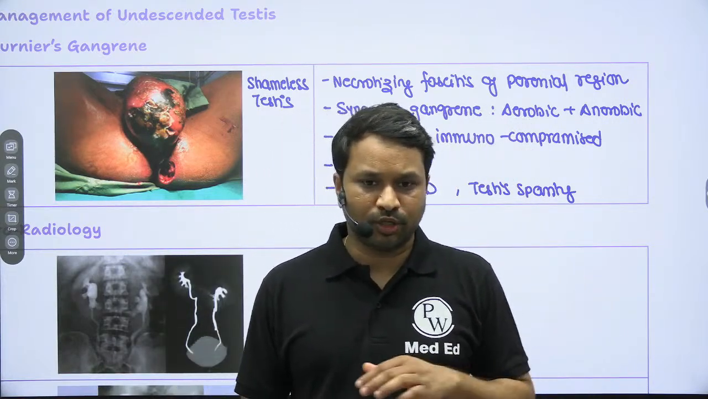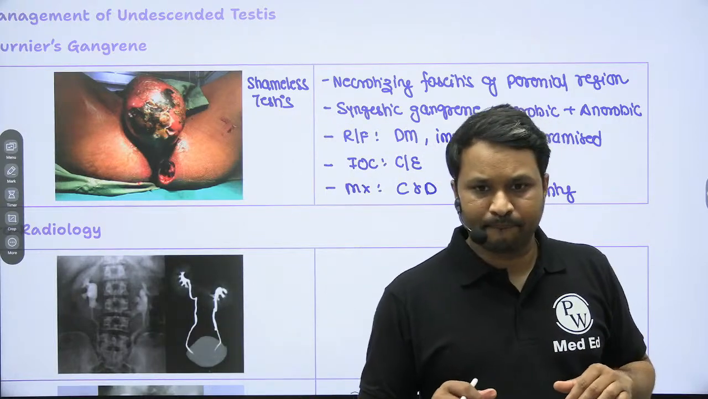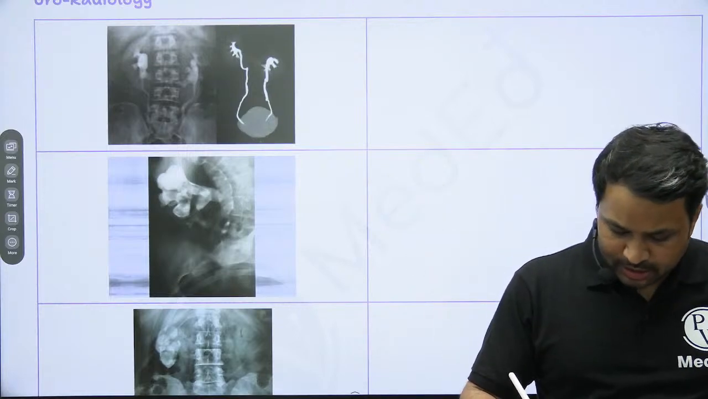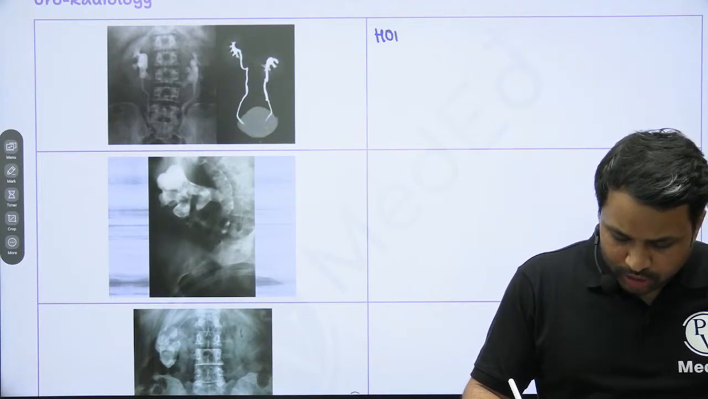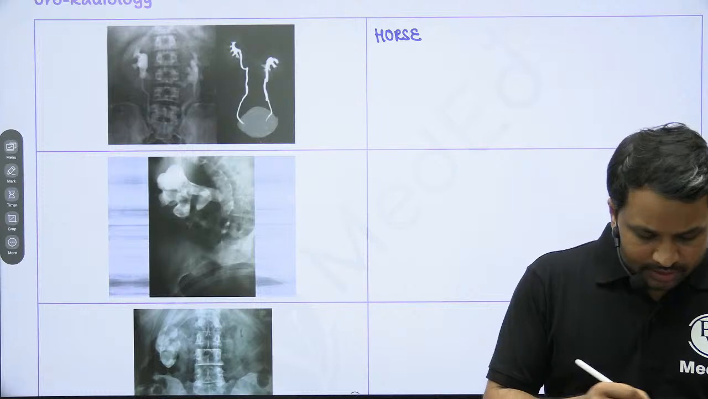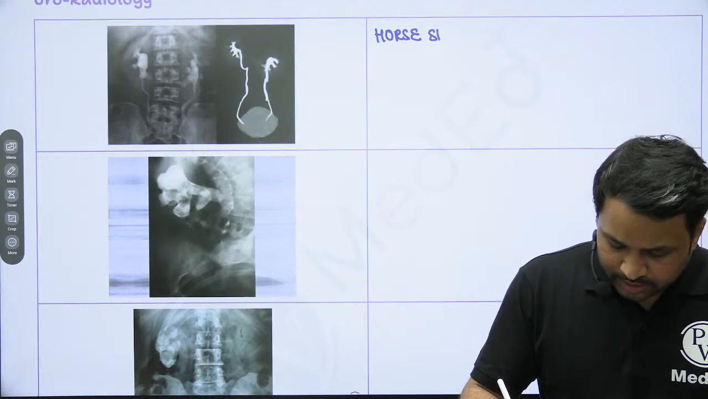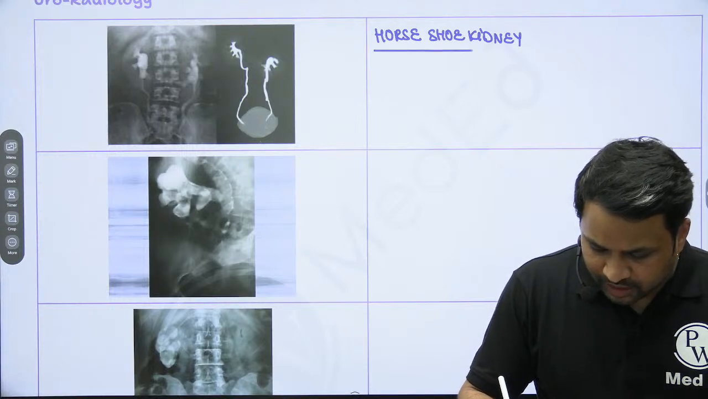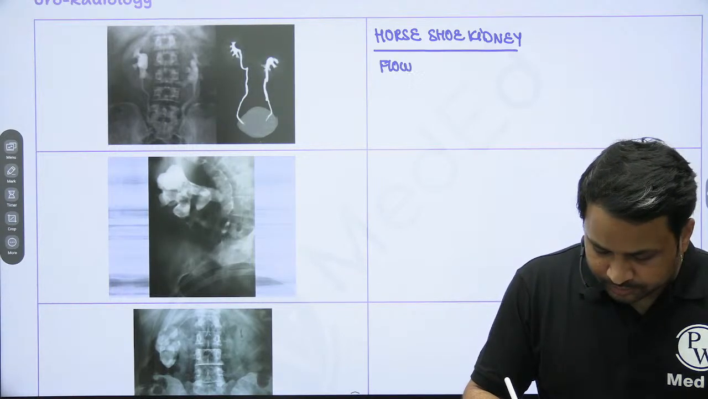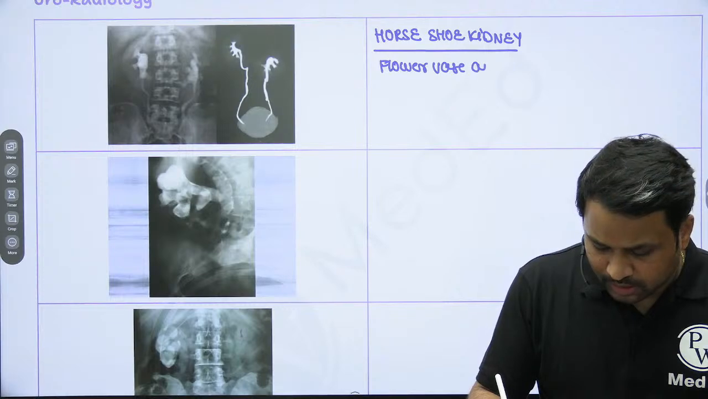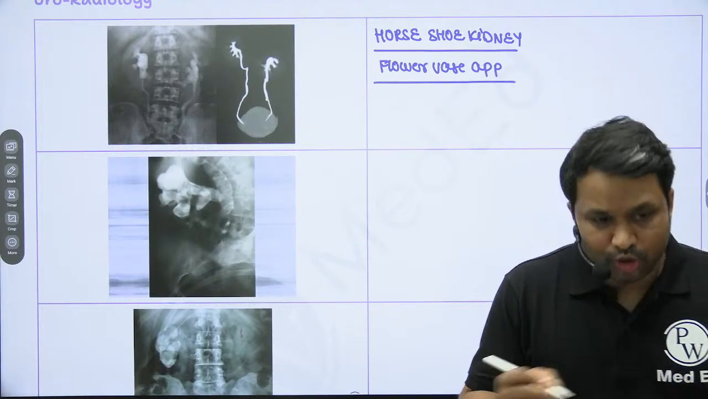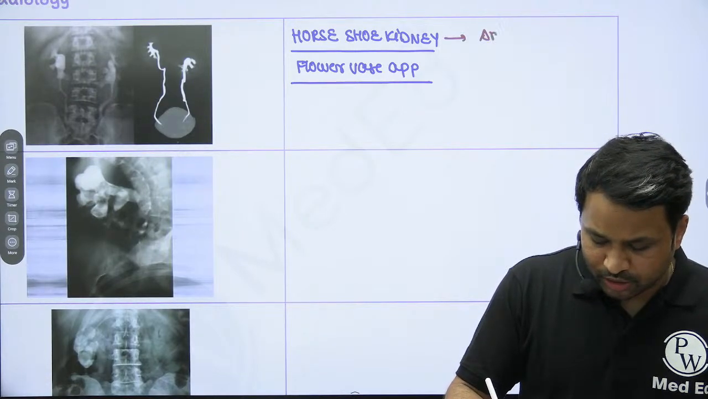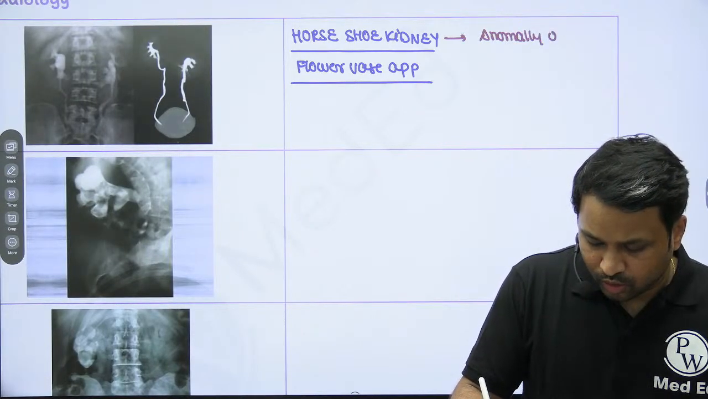Okay? Chalo. So in the radiographs, what is the first image? This is what we call the horseshoe kidney. In this horseshoe kidney, this is your flower vase appearance. So when it comes to horseshoe kidney, what is the disorder? It is a combination of anomaly of fusion.